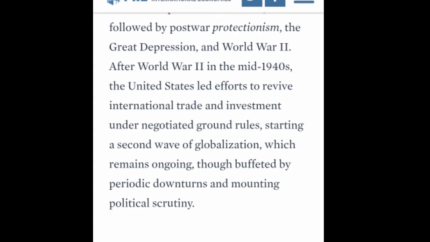After World War II in the mid-1940s, the United States led efforts to revive international trade and investment under negotiated ground rules, starting a second wave of globalization, which remains ongoing though buffeted by periodic downturns and mounting political scrutiny.